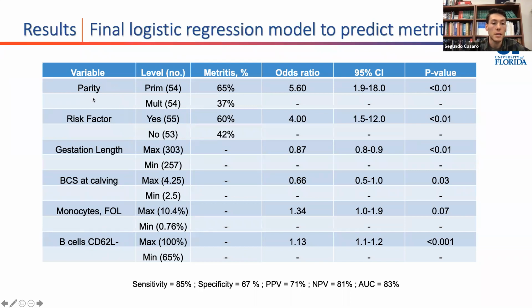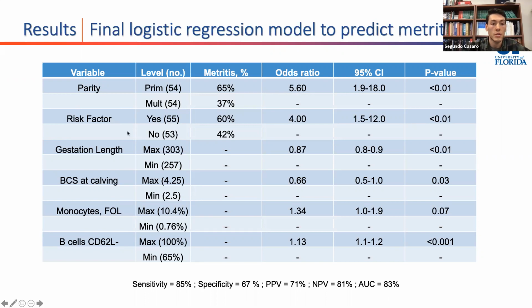Now, regarding parity, of course, half of them were primiparous, the other half were multiparous. The primiparous cows had 65% of metritis. The multiparous cows had 37% of metritis. That gave us an odds ratio of 5.6, meaning that compared with multiparous cows, primiparous had 5.6 times higher odds of having metritis.